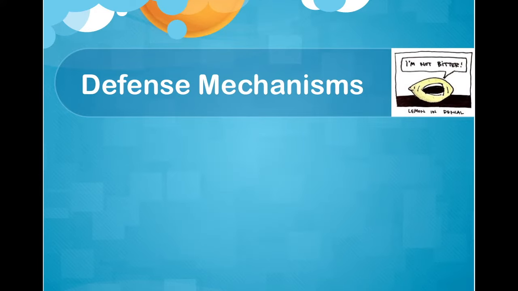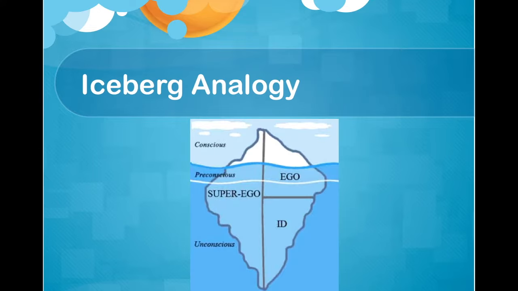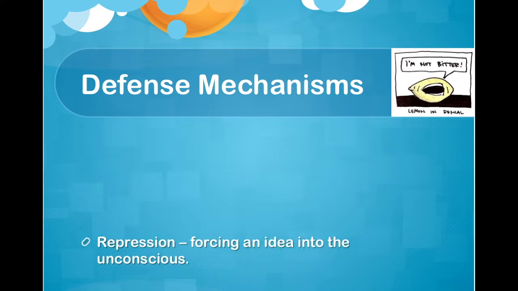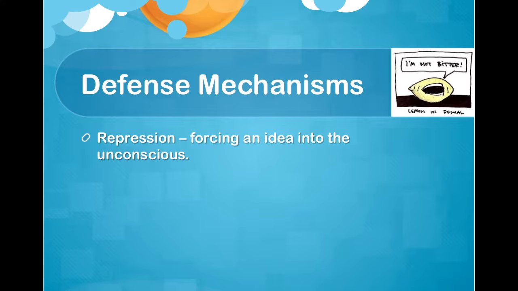Another part of Freud's theory involves what he called defense mechanisms, and he said that your defense mechanisms lie in your unconscious. Again, that would be the bit below the water in the iceberg analogy. What he says the defense mechanisms do is protect you, protect your ego, against things that would be unpleasant otherwise. There were many defense mechanisms. We'll look at three in particular here.